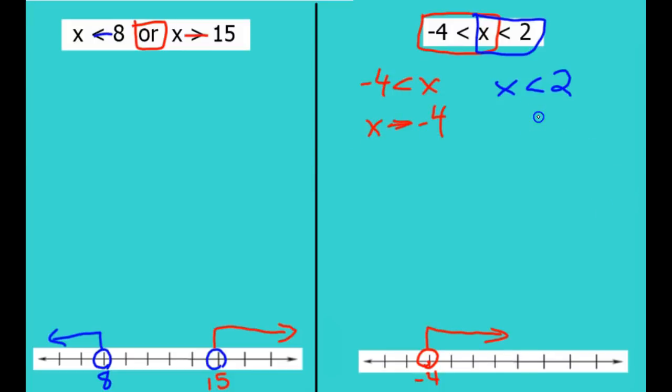Here we have x is less than 2 with an arrow pointing to the left. So we draw another open circle because it's less than 2 with our arrow pointing to the left. Now both of our arrows are touching, so that makes this an AND inequality. That means that x can be anything between -4 and 2.